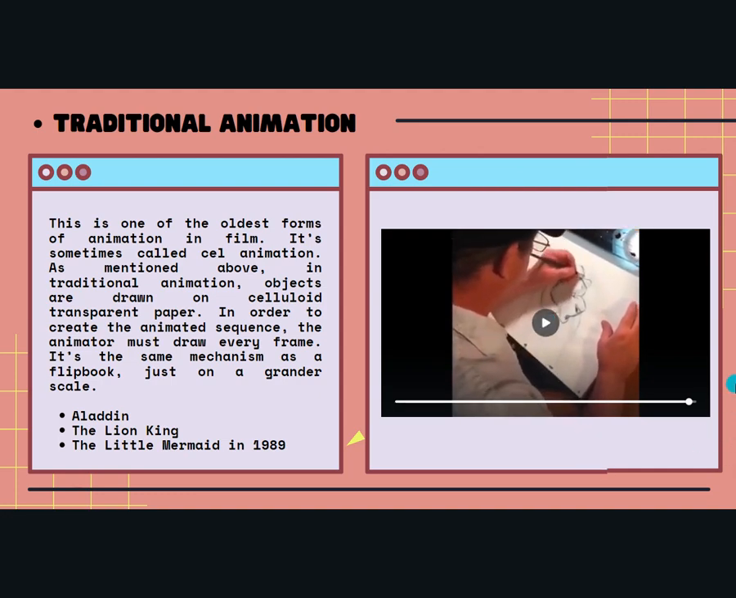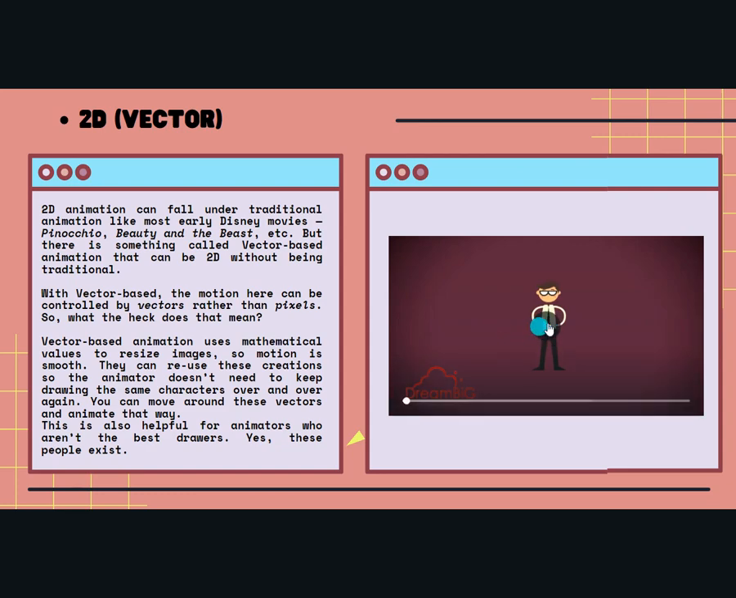Okay, that's the first type of animation. The second one we have is 2D or vector. 2D animation can fall under traditional animation, like most early Disney movies such as Pinocchio, Beauty and the Beast, and others. But there is something called vector-based animation that can be 2D without being traditional. With vector-based, the motion can be controlled by vectors rather than pixels. Do you understand?